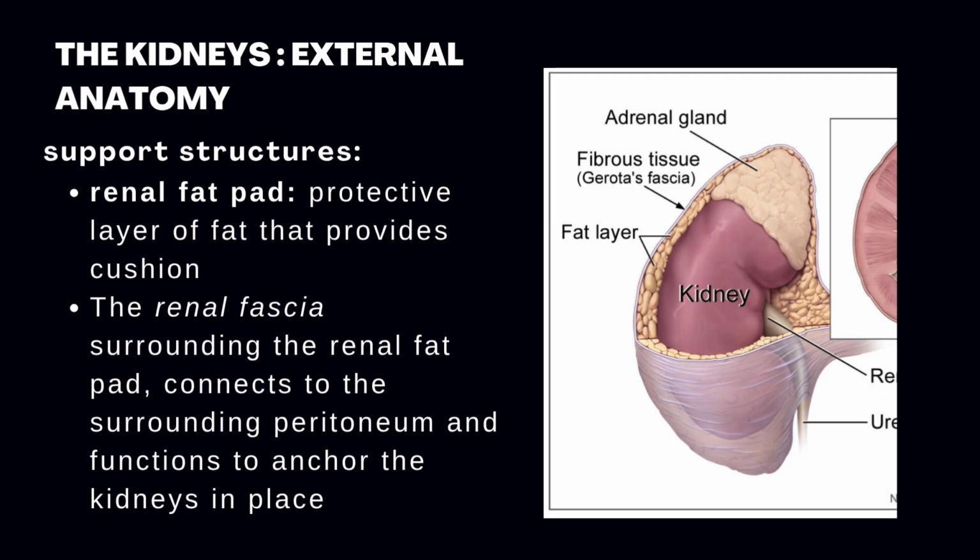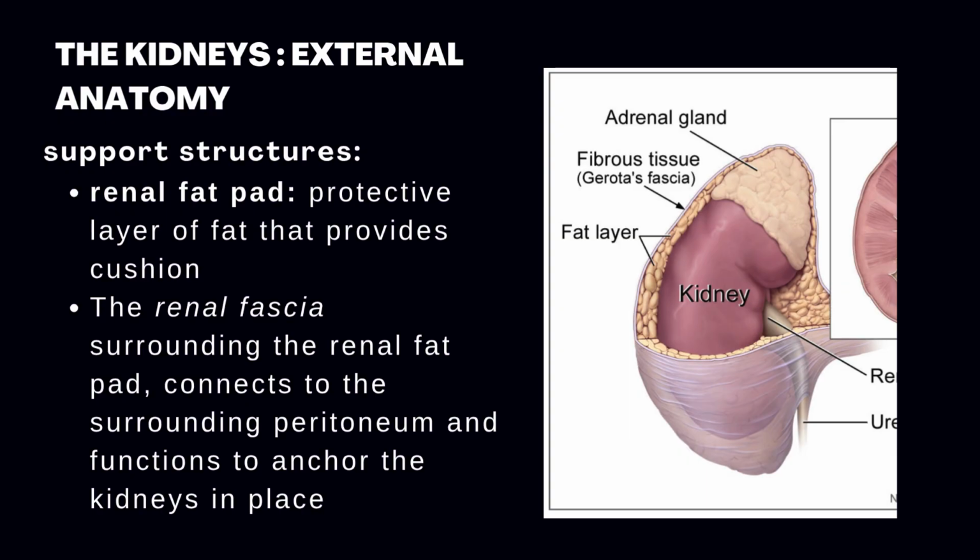Each kidney is directly covered in a fibrous capsule composed of a dense, irregular connective tissue. This is surrounded by a layer of protective fat called a renal fat pad. This provides cushion. This layer of fat lies within a strong renal fascia, which works with the surrounding peritoneum to secure the kidneys to the posterior abdominal wall.